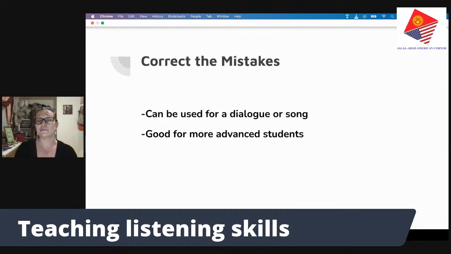You don't have to use this for a song either. It can be used for a dialogue. It can be used for a speech that somebody is giving. So it could be a monologue from a movie. Some of these dramatic movies have a really long monologue, or it doesn't have to be really long, but the person is just talking by themselves for a while, and you can put in some incorrect words of what they're saying and they have to listen and correct it.